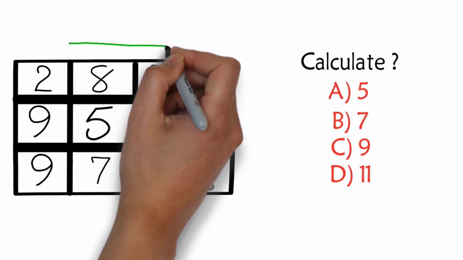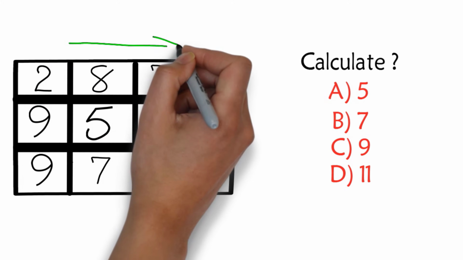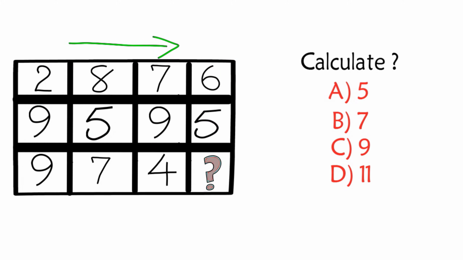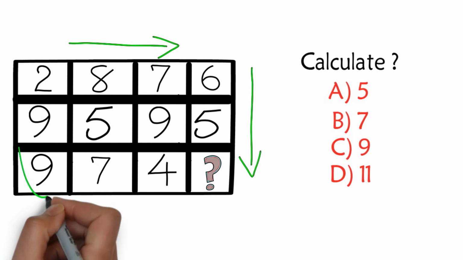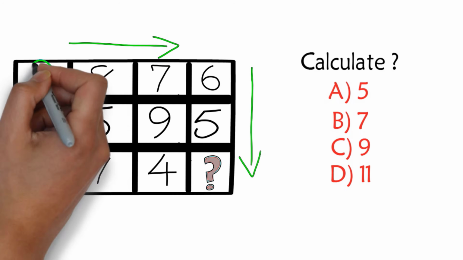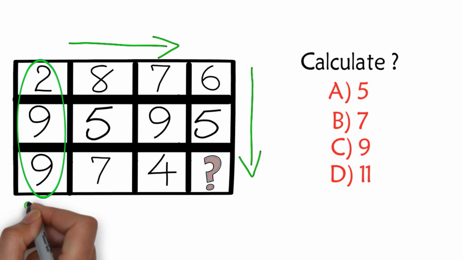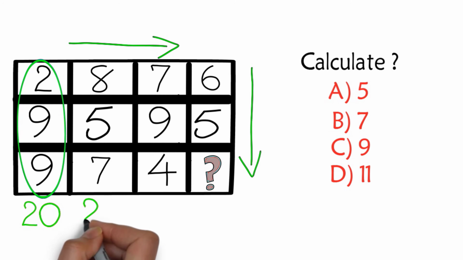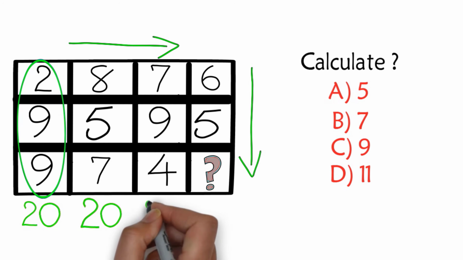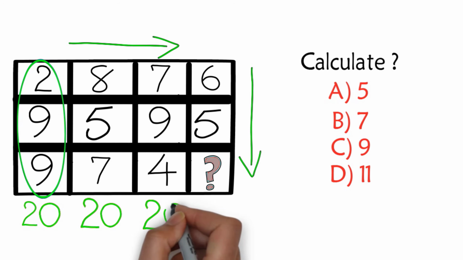The key to solve this problem is to determine the pattern. And the pattern either can be in the rows or in columns. In this particular case, let's check the columns first. And what you see is that each column adds up to the value of 20. For example, 2 plus 9 plus 9 is 20. 8 plus 5 plus 7 is 20. 7 plus 9 plus 4 is 20 as well.